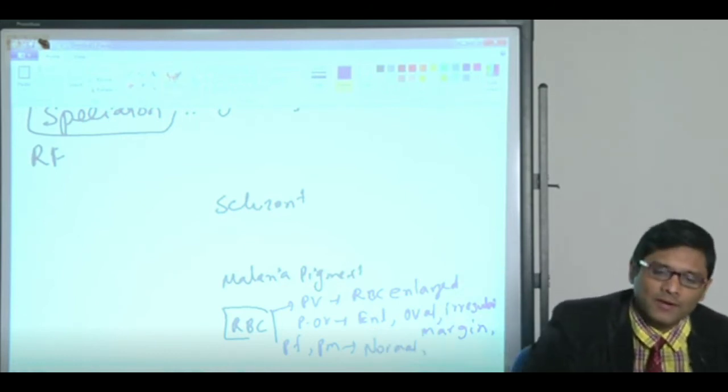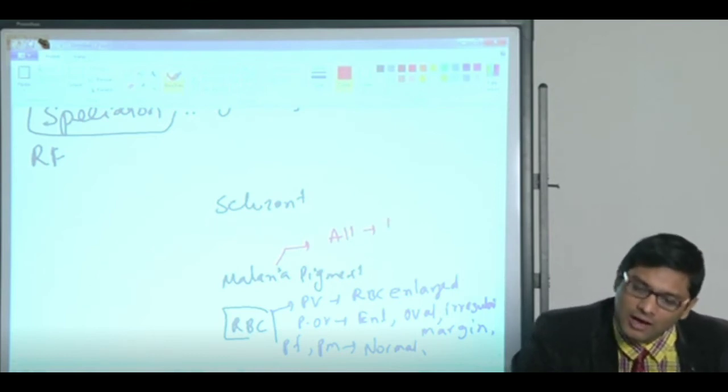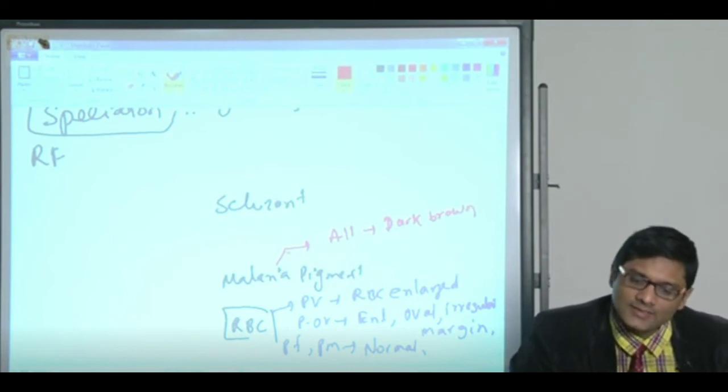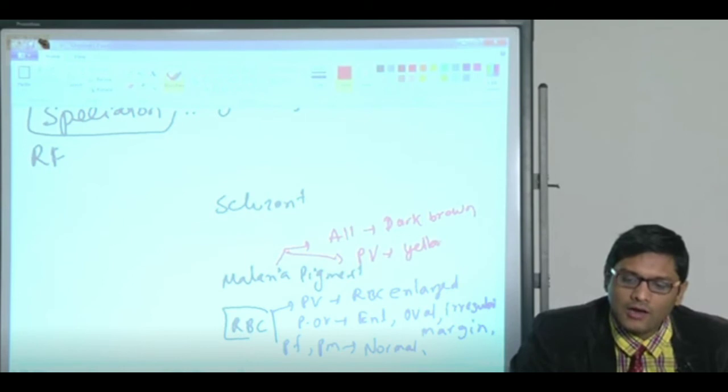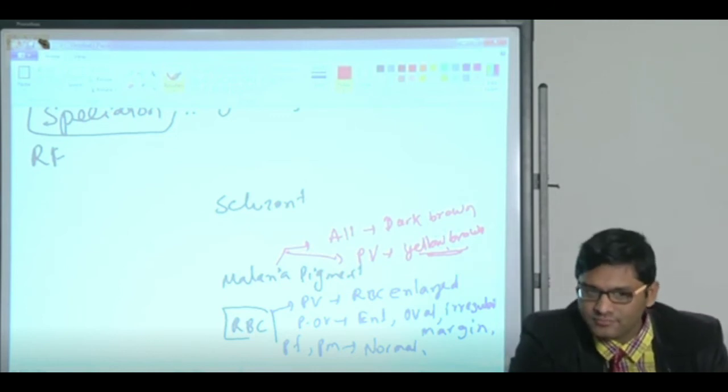Coming to malaria pigment. They say that for all species the malaria pigment is dark brown in color, whereas in Plasmodium vivax it is yellowish brown in color. By detecting which color of malaria pigment, you can speciate.